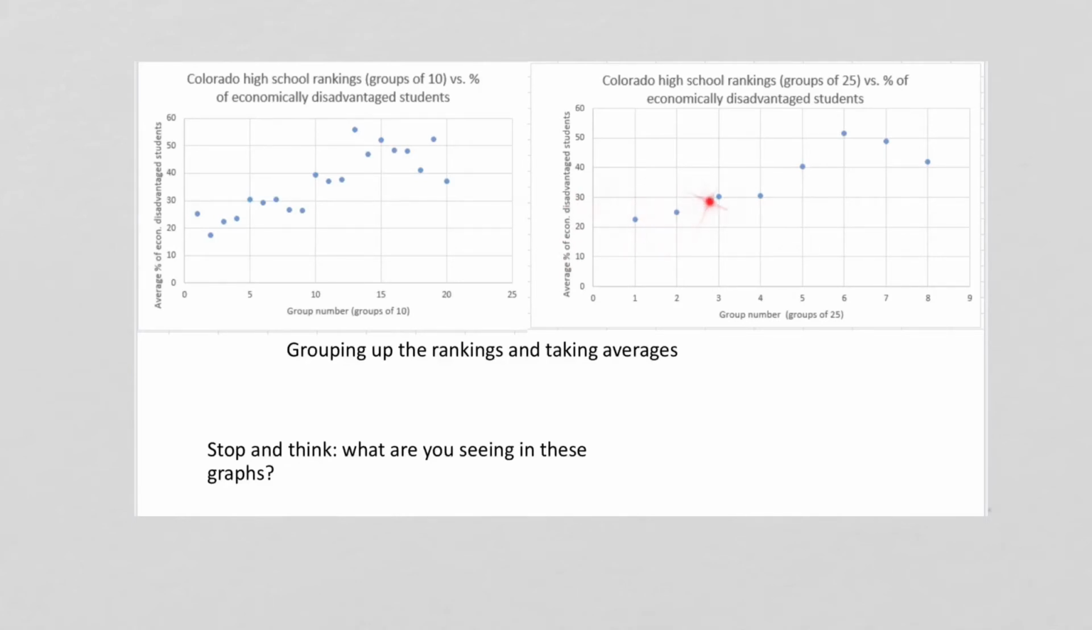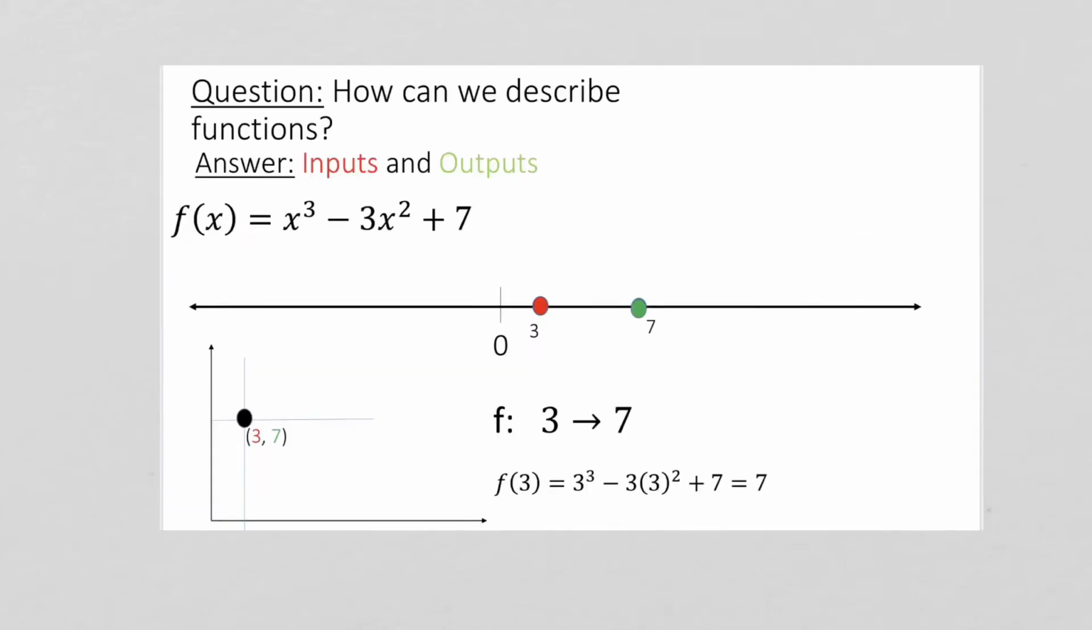Their percentage, rank 51 through 75, their percentage, and again, you can kind of see this upward trend. So again, stop and think, what are you seeing in these graphs? What information is it giving you? And be ready to discuss these graphs in our next class period.